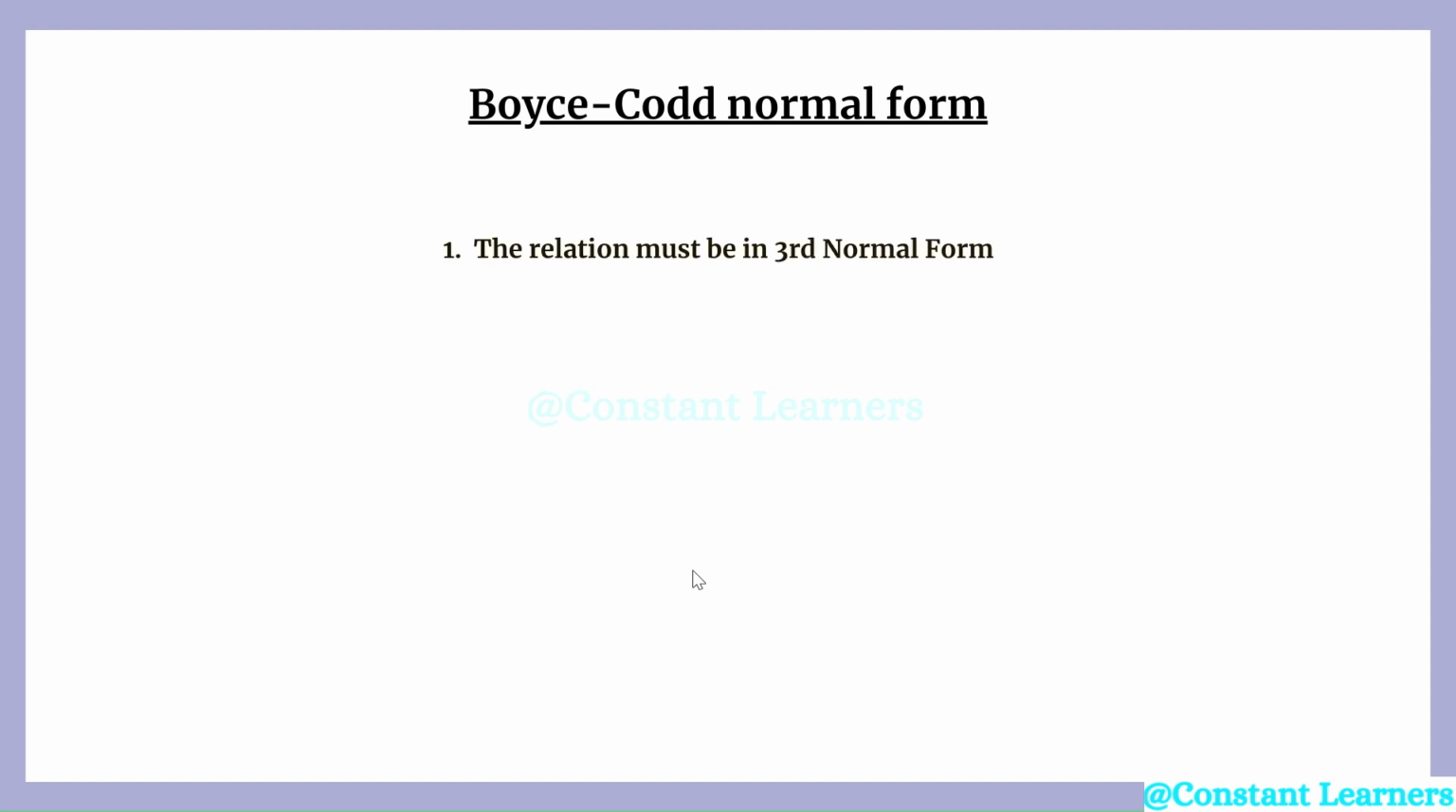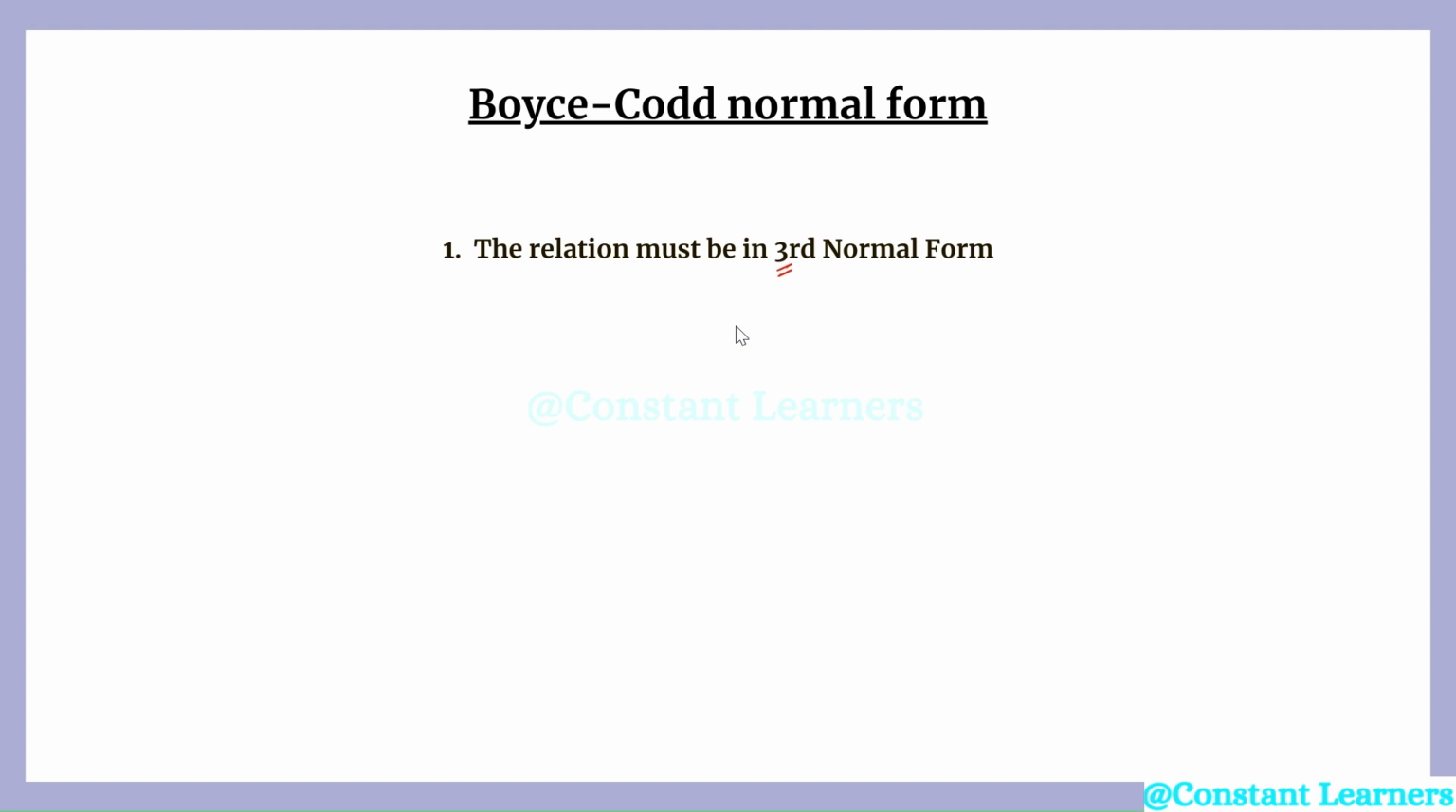Now, there are two rules for a table to be in Boyce-Codd normal form. First one is that the relation must be in third normal form. And we know that for a table to be in third normal form, it should be in second normal form and there should be no transitive dependencies, right? Now in Boyce-Codd normal form, the relation must mandatorily be in third normal form. And the second rule has two parts, right? And that depends upon trivial and non-trivial functional dependencies.